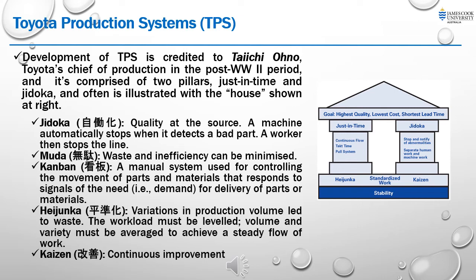This means that workers are empowered to identify problems and suggest improvements to the system, leading to a culture of ongoing improvement. So you can see we have the term Jidoka, which is quality at the source. Muda, waste and inefficiency, can be minimized. Kanban is a manual system used for controlling the movement of parts. Heijunka addresses variation in production volume leading to waste, and Kaizen, which we mentioned, is continuous improvement.